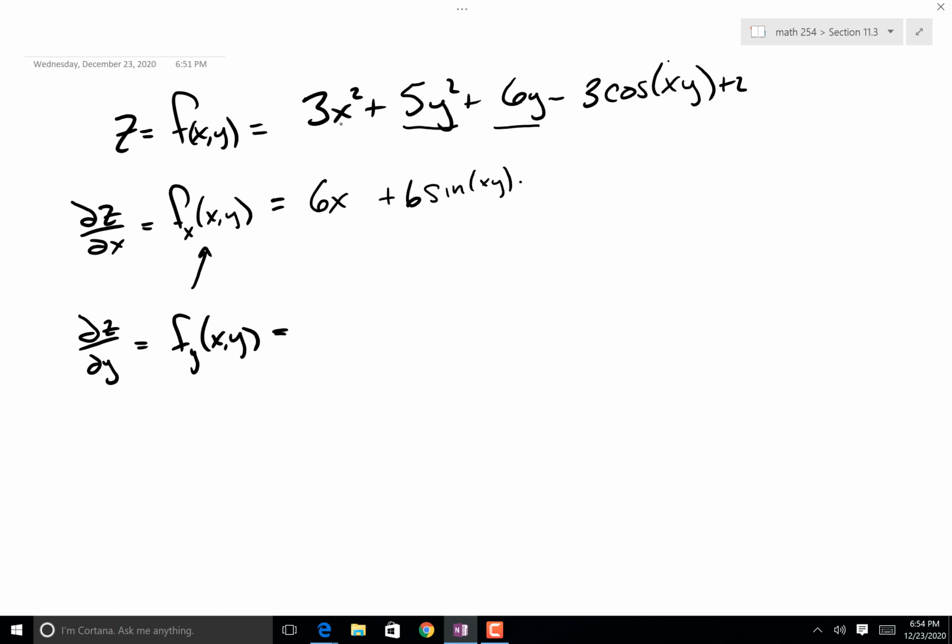If I'm holding x constant, then the derivative of 3x squared is nothing. It's a constant. It goes away. This becomes 10y plus 6. And then this guy here is going to look very similar. Oopsie daisy.